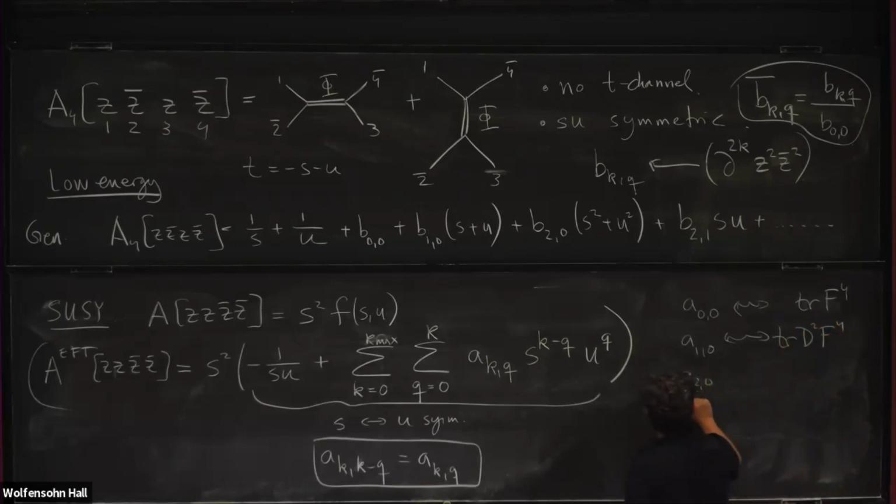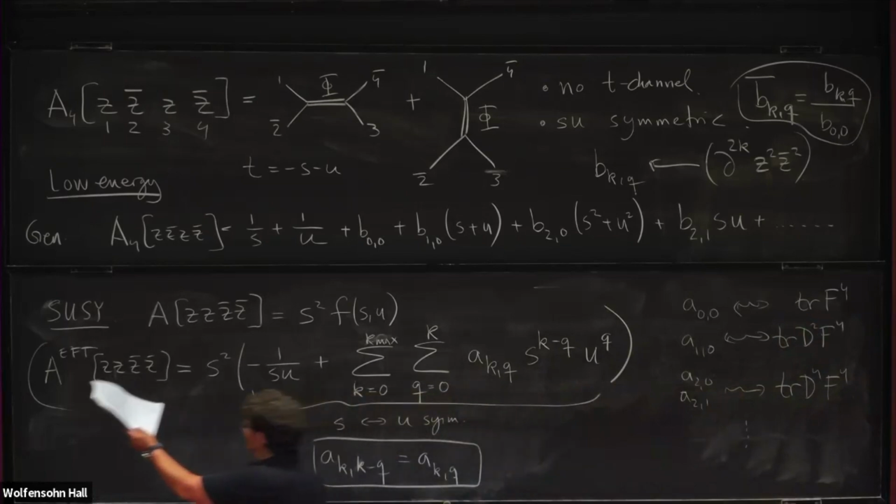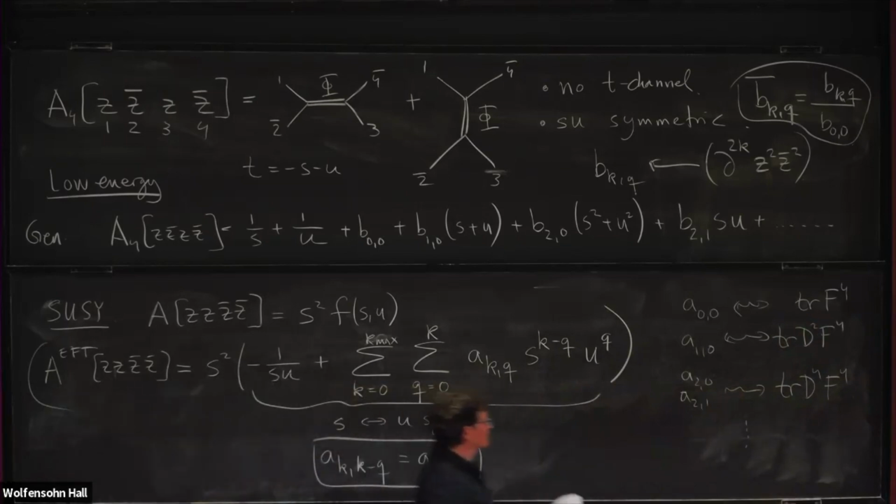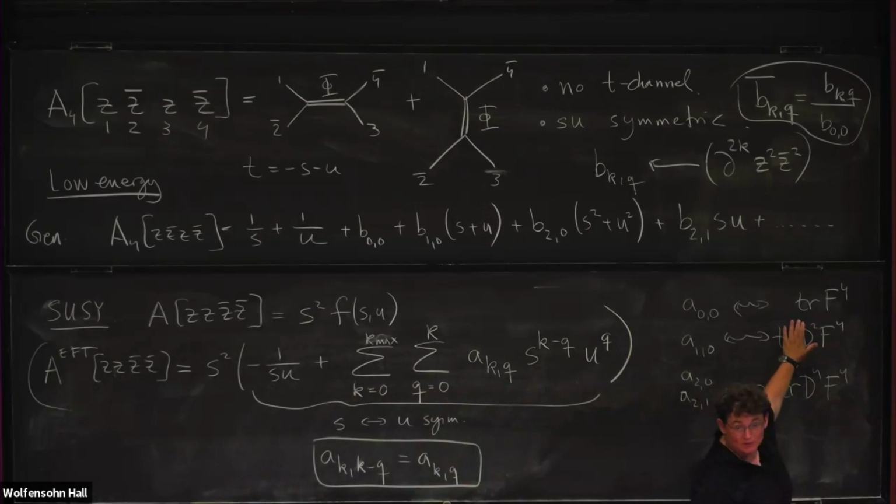A20 and A21 are two independent trace D to the 4, F to the 4 operators that are compatible with supersymmetry, and so on. And when I say it as F, it's because I'm really thinking of it in terms of the gluon scattering, but that's proportional to the scalar scattering. So this is also the same by supersymmetry as the D to the 4 Z absolute value to the 4th operator.